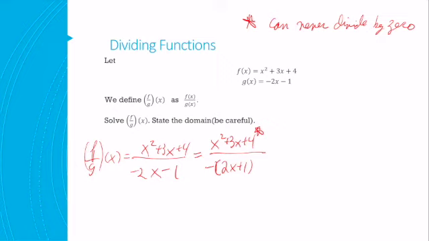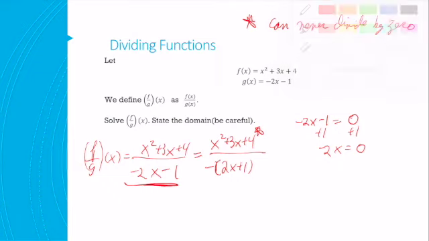One thing I need to do, though, is I know I can never divide by 0. So that means my denominator can never equal 0. So in order to determine what values are going to be left out of my domain, I need to set my denominator equal to 0. So we set our denominator equal to 0 and solve for x. So I have negative 2x minus 1 equals 0. Negative 2x equals 1. I go ahead and divide both sides by negative 2. I get x equals negative 1/2.